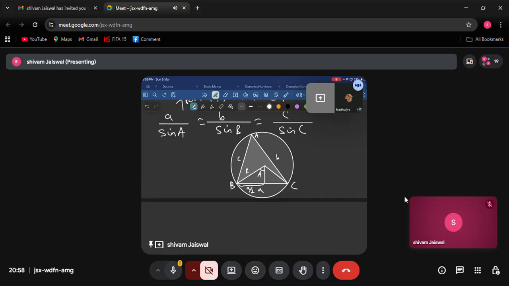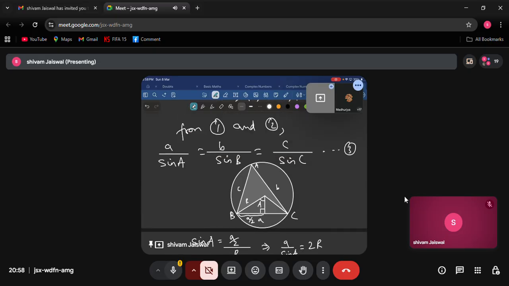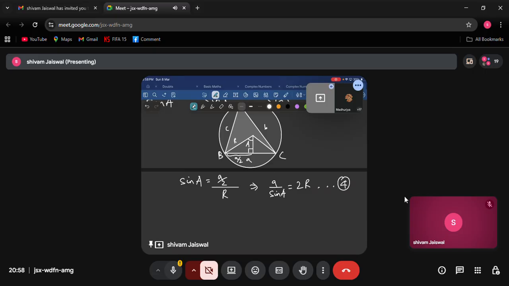Next, up to this much I've got. If this is the perpendicular, this is 90 degrees. So what is sine of angle A? Sine of angle A is equal to perpendicular by hypotenuse, that is a by 2 divided by R. So from here we are getting a by sine A is equal to twice R, twice the circumradius. Hence proved. From 3 and 4, the result follows.